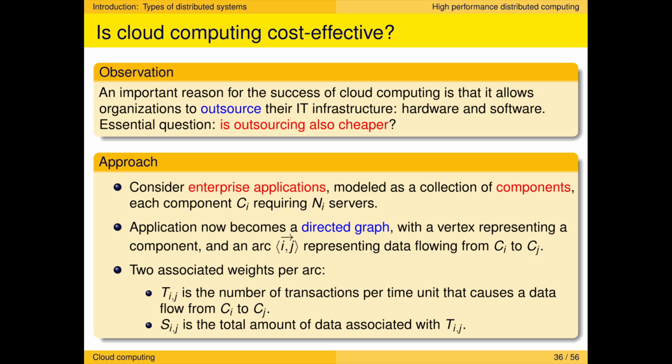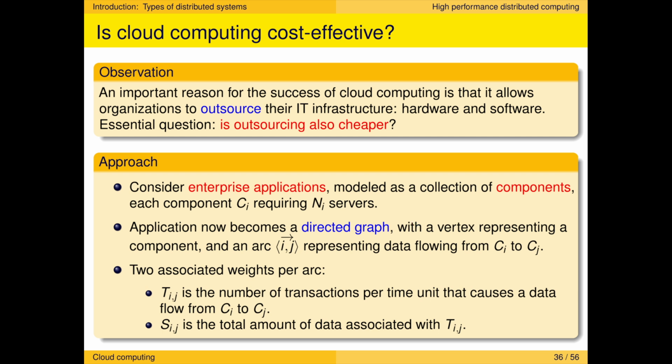That would be sufficient. Anyways, let's come to the calculation over here. So let's consider some enterprise applications modeled with multiple components. So the application itself is composed of multiple parts. Each one will be a component, let's say CI, and each one requires NI servers. So now our application is actually a directed graph between these component CIs.